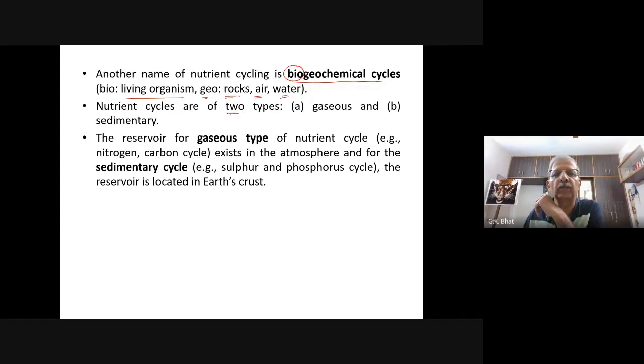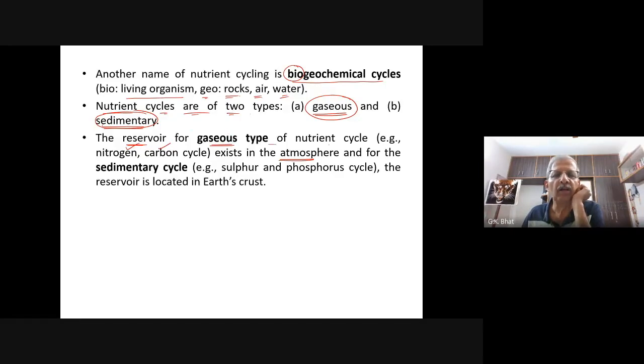Nutrient cycles are of two types. One is the gaseous type of nutrient cycle, and another one is the sedimentary cycle. For the gaseous type, the reservoir is the atmosphere. For the sedimentary type, the reservoir is the earth crust. Examples for the gaseous type are the nitrogen cycle and the carbon cycle.